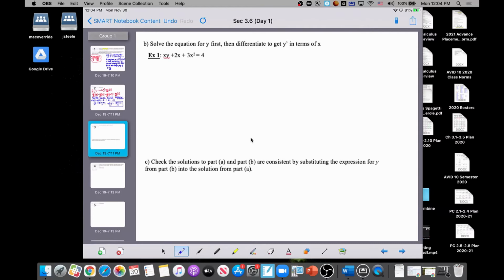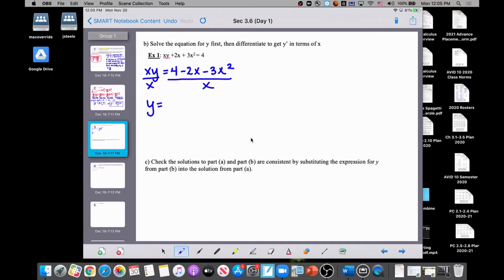So if I were to solve this for y, again, the first step would be to move any terms that don't contain y over to the other side of the equal sign. So I would have xy is equal to 4 minus 2x minus 3x squared. And then I would divide everything by x. So my equation would be y equals.